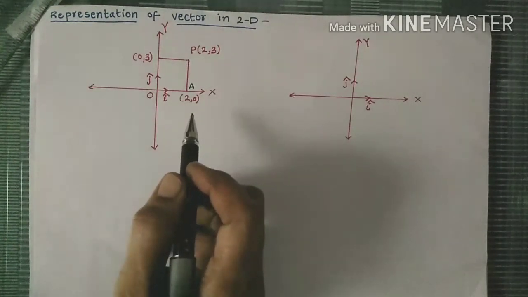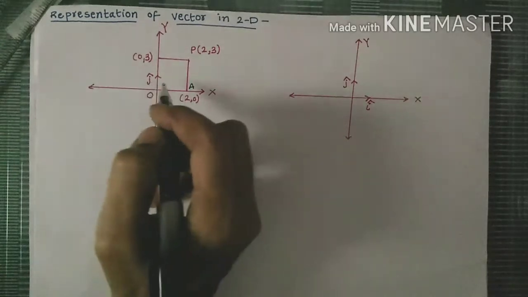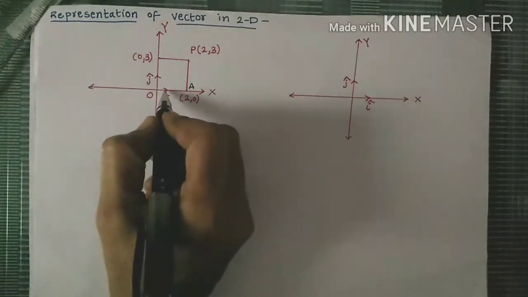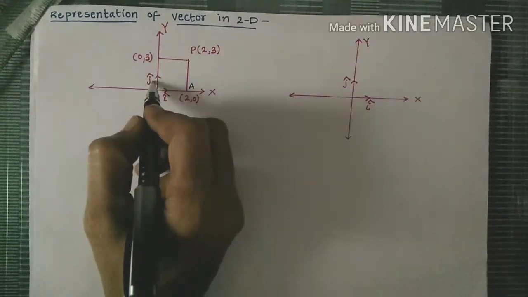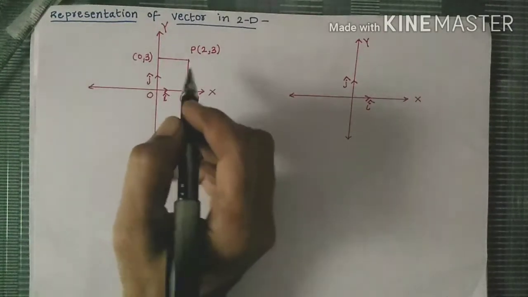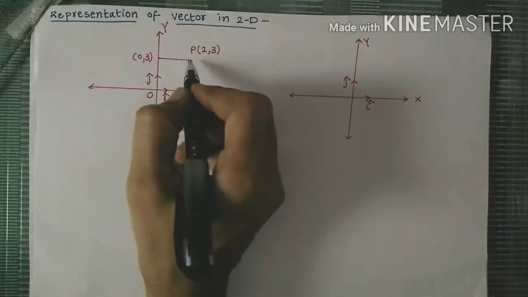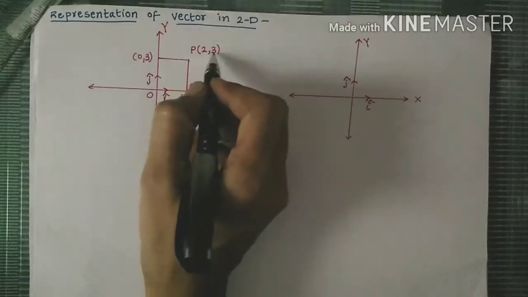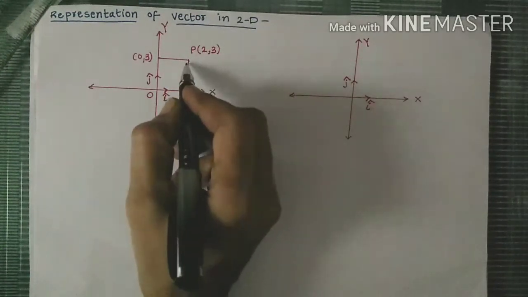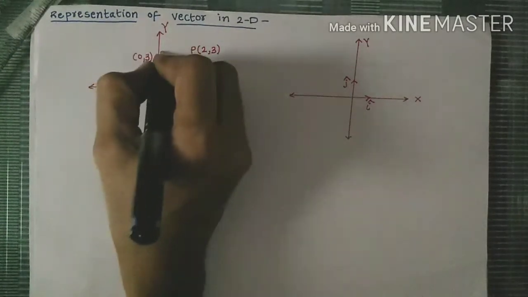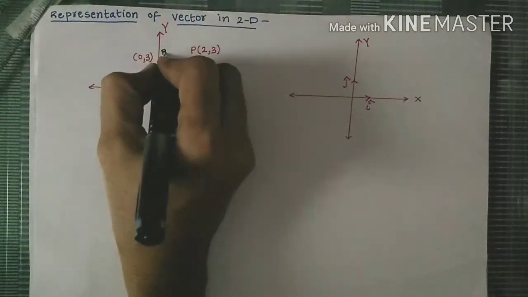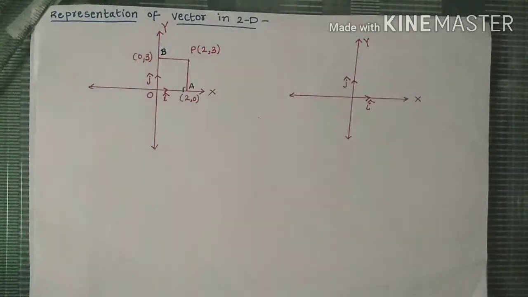denoting xy plane, x-axis and y-axis. Along x-axis we have unit vector i cap. Along y-axis we have unit vector j cap. A point P is denoted here and it has coordinates 2, 3. Then PA is drawn perpendicular to x-axis and PB is drawn perpendicular to y-axis. So coordinates of A are 2, 0 and coordinates of B are 0, 3.